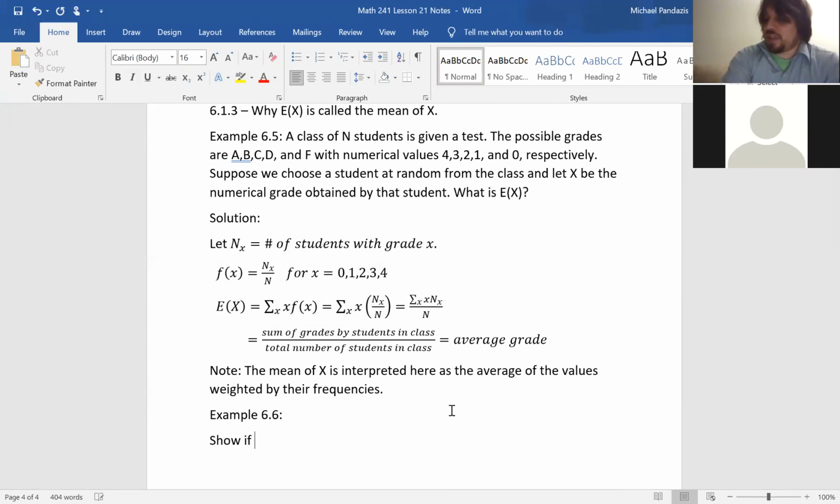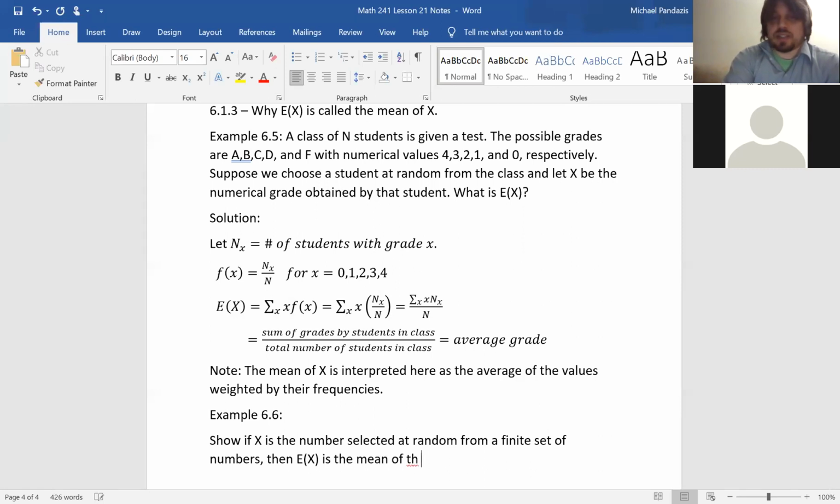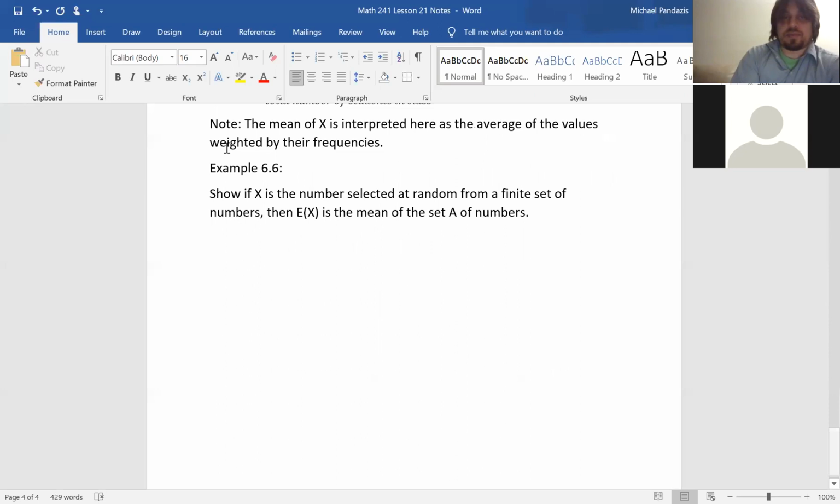Show that if capital X is the number selected at random from a finite set of numbers, then capital E of X is the mean of the set capital A of numbers. Okay, so let's do that.